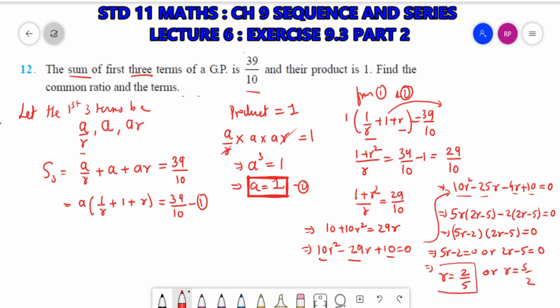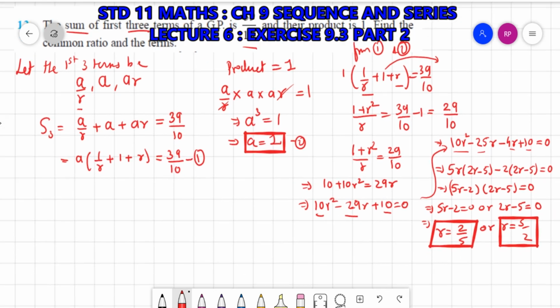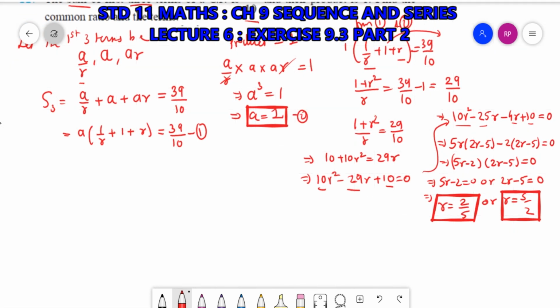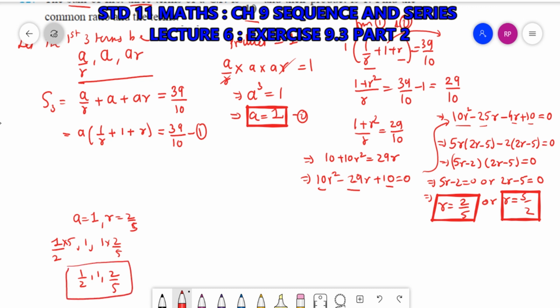We also found out the value of R. Now there are two values of R. So now to find out the series, first let's take A equal to 1, R equal to 2 by 5, for the terms A by R, A and AR. So A by R will be 1 upon 2 by 5, A is 1, AR means 1 into 2 by 5. So it's 5 by 2, 1 and 2 by 5. This is the first series.